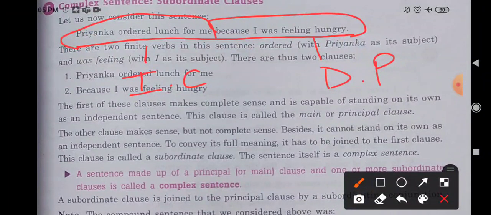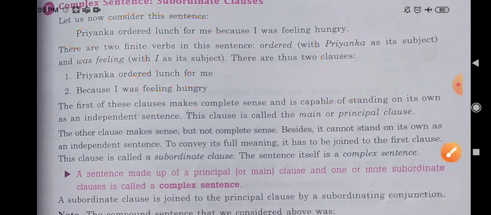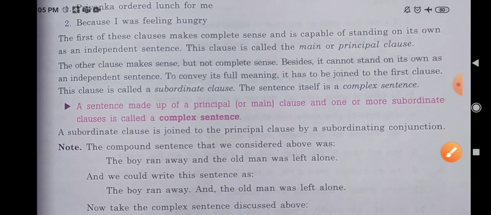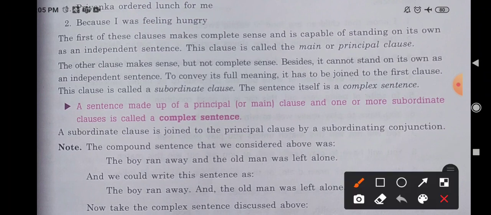Because "I was feeling hungry" does not give you full information. It is not complete information. Why were you hungry? The reason is still not known. But if I say Priyanka ordered lunch for me, it is a complete sentence. It makes a complete meaning. So such sentences in which one is an independent clause and one is a dependent clause, we call complex sentences. So what could be our definition?